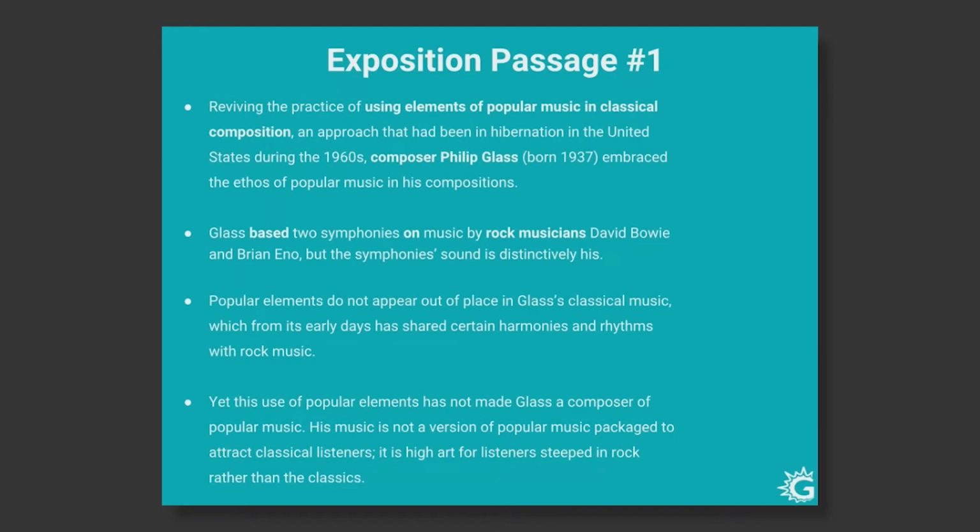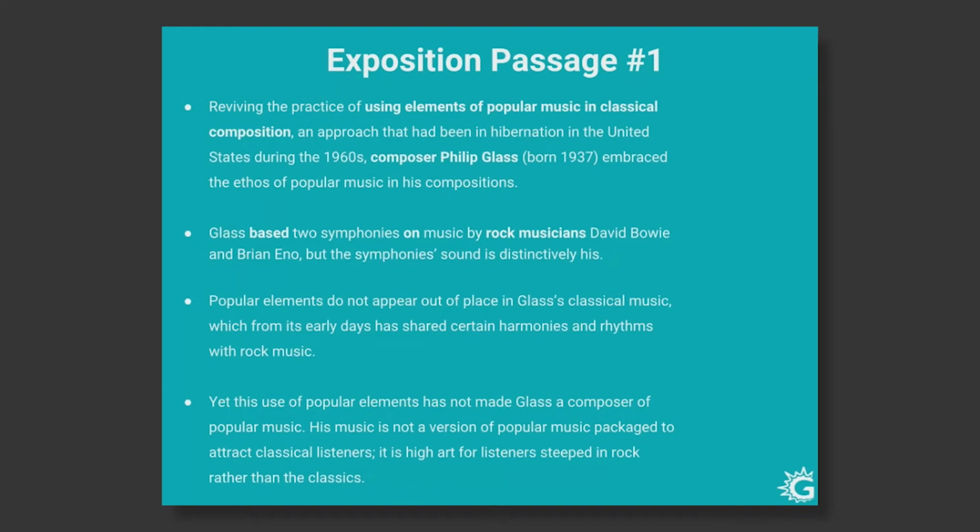Why? Let's see what the author has said. His music is not a version of popular music packaged to attract classical listeners. It is high art for listeners steeped in rock rather than the classics. Okay, so we see that his music is not about trying to make popular music appealing to classical listeners, right? At the end of the day, he's still a classical composer. He's not a popular composer. But he's also got these popular elements because those who are steeped in rock can go to a higher art form through his music. That is what they can gain from this text, right? So now we've understood what the passage is talking about.